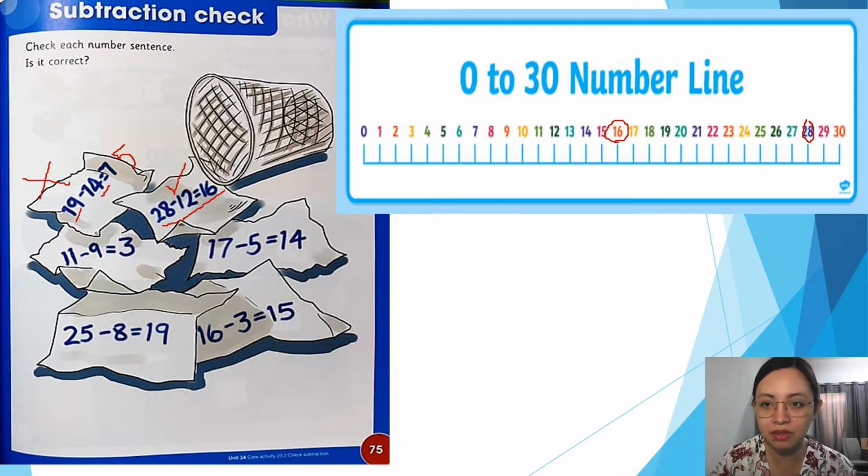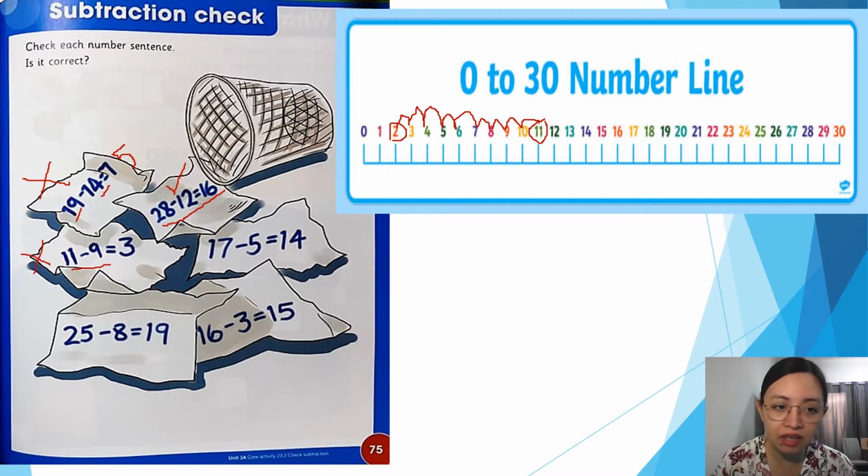Okay, let me just remove so that we can use again the number line. How about this one? 11 minus 9. Let us see if the answer 3 is correct. So let's begin with 11. And how many jumps are we going to make? We're going to make 9 jumps backward. So 1, 2, 3, 4, 5, 6, 7, 8, 9. Where did I stop, kids? What number? Okay, number 2. So this number sentence is not correct because 11 minus 9 is equal to 2.